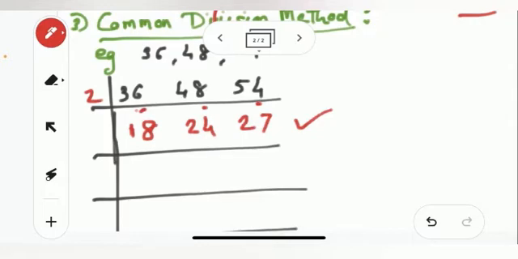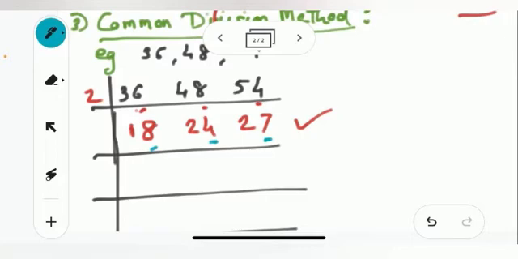Now here, if I see in the units place, 8, 4 and 7. Now 8, 4 and 7 are not all even numbers, so they will not go in the table of 2. So let me try with the table of 3.